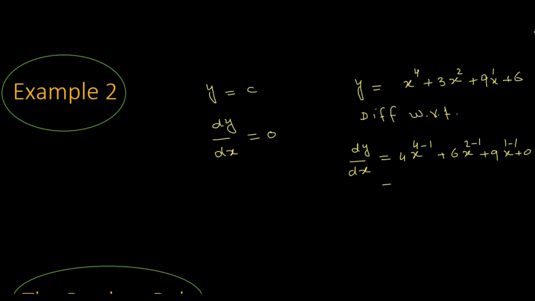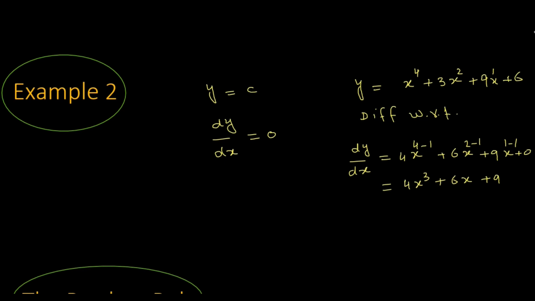So this will be equal to 4x^3 plus 6x plus 9. You know 1 minus 1 is 0, so x to the power 0 is 1. So this is your answer. You can see over here that we have used power rules. So there are some other rules.